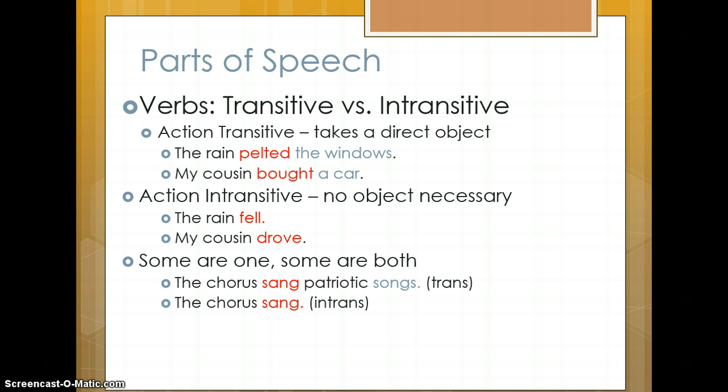Others can be both, such as these two examples. For example, the word sang. You could say the chorus sang songs, and songs would be the direct object, but you could also just say the chorus sang, and that would be perfectly appropriate as well. Again, more on direct objects in a little bit when we get to noun function.